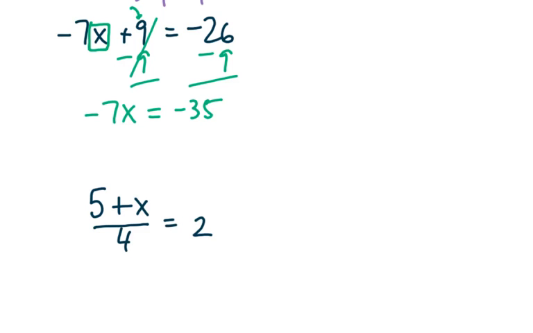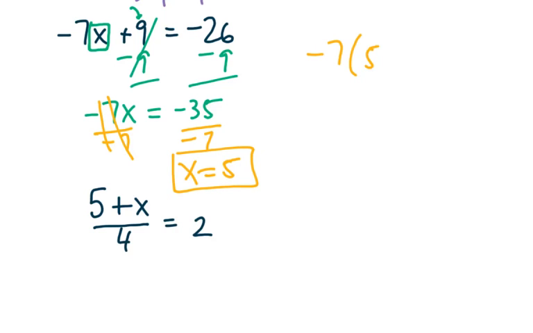And then when I've got -7x, that means multiplication. So I'm going to divide by -7, always the sign and the number. x equals 5. And again, if I wanted to check that, -7 times 5 plus 9 is -26, and it in fact checks out.